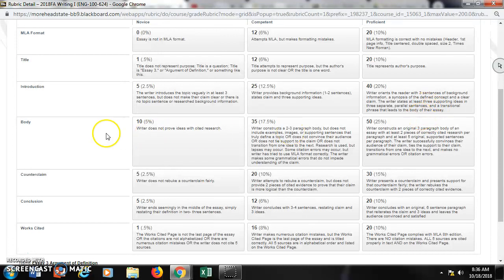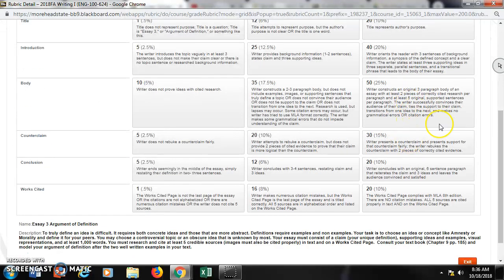It's so important. The body of your essay must be at least 3 body paragraphs, and each of those must contain 2 pieces of correctly cited research per paragraph, and each paragraph must also consist of 5 original supported sentences. If you include, and you must include, research in your essay, you must cite it properly.